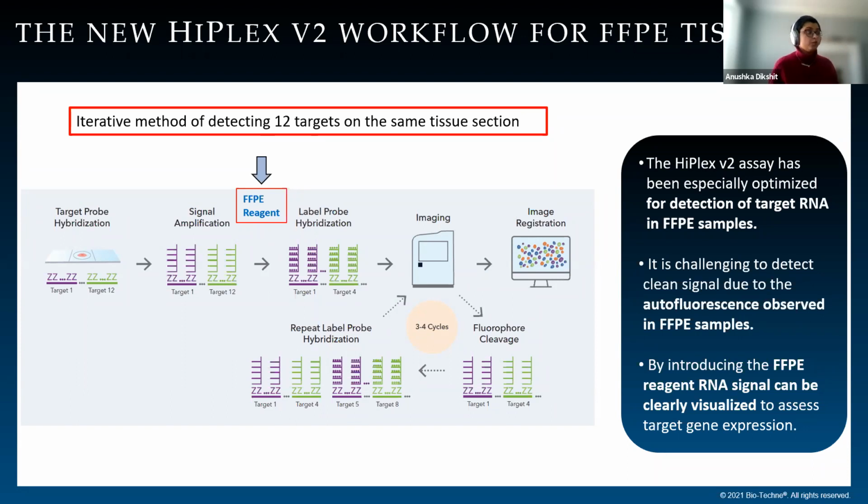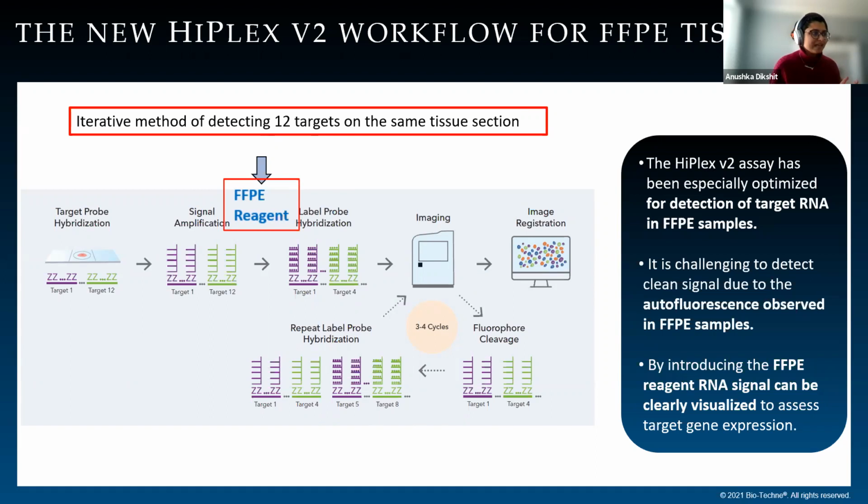The workflow, as you can see, remains exactly the same, where you permeabilize your tissue, you hybridize your probes, you develop your amplification trees for your probes, and then you perform that iterative modality of detection for 4 targets at a time. But now we have introduced this FFPE reagent, which you add as a part of the workflow to enable optimum detection of your target signals.